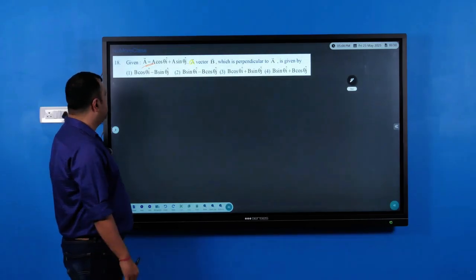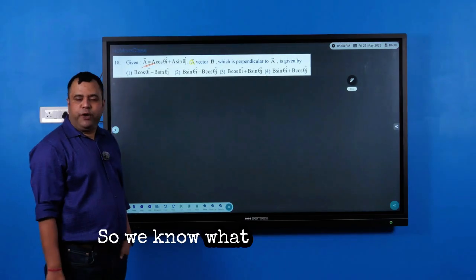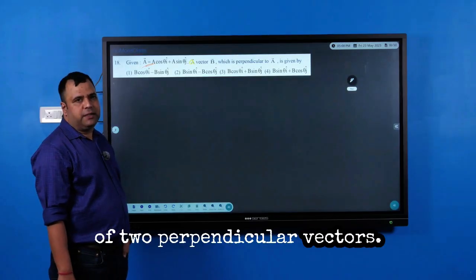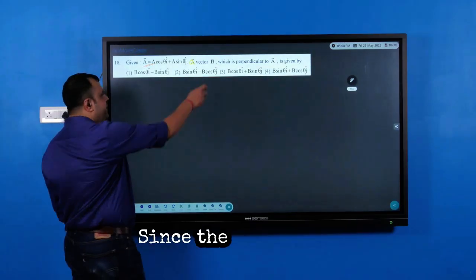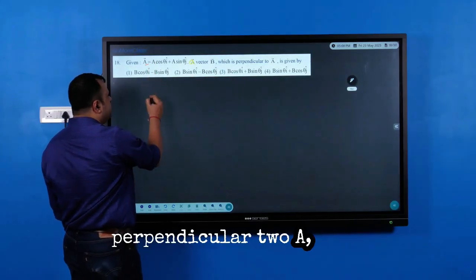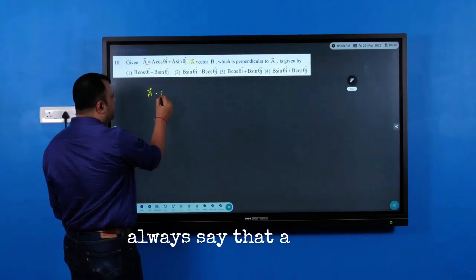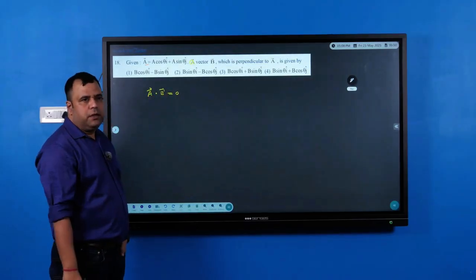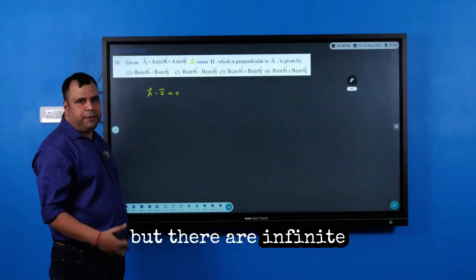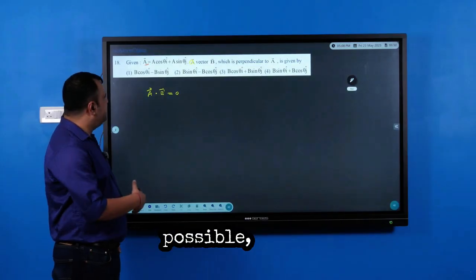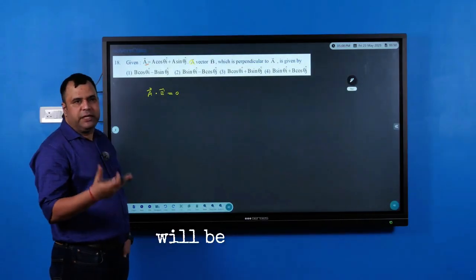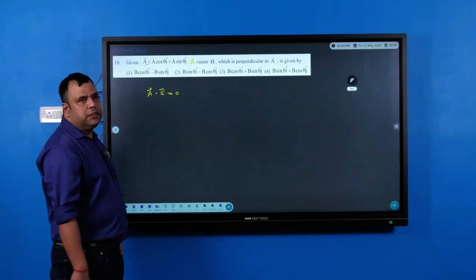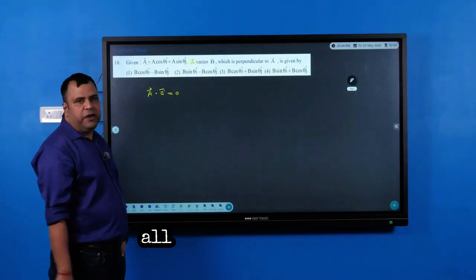So we know what we do in case of two perpendicular vectors. That's the dot product. Since the B vector is perpendicular to A, I can always say that A dot B is going to be 0. But there are infinite perpendicular vectors possible which will be perpendicular to A vector. Infinite.